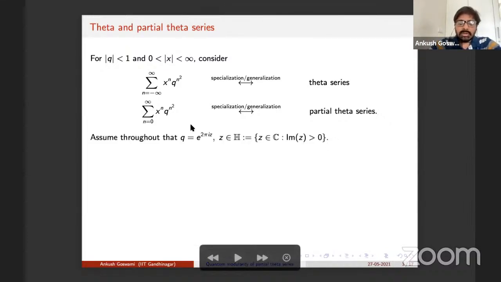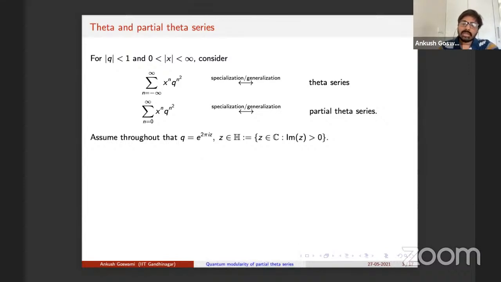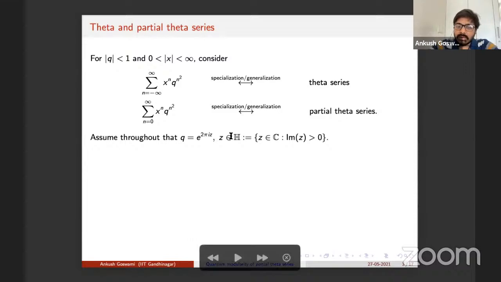Okay, so we'll assume throughout that q is this complex number, which is given by e to the power 2 pi i z, where z is in the set of all complex numbers with positive imaginary part. This is called the complex upper half plane. And since z has positive imaginary part, we see that the absolute value of q is strictly less than 1.